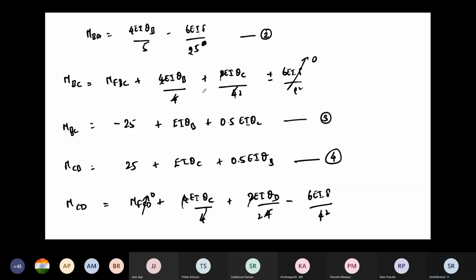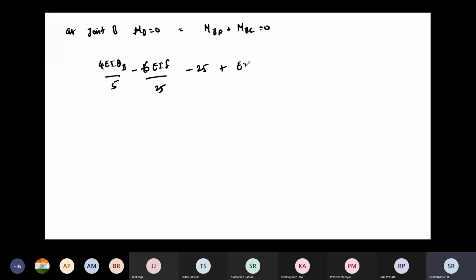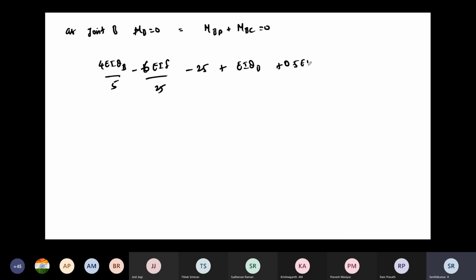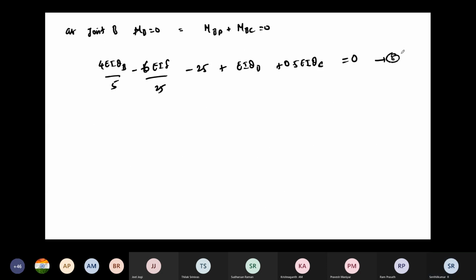Then MBC is minus 25 plus EI theta B plus 0.5 EI theta C equal to 0. Okay. So again, you can write it in terms of theta B, theta C and delta, and you can divide by EI and it will become 25 by EI also. So that is one more equation. You can keep this as equation number 8.